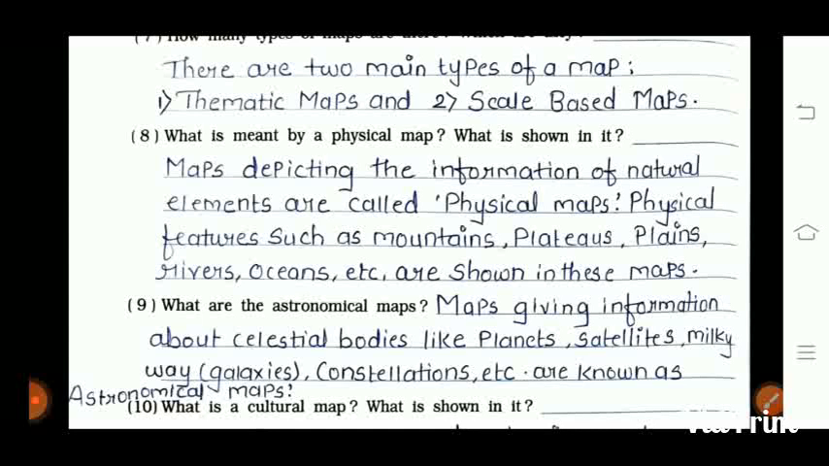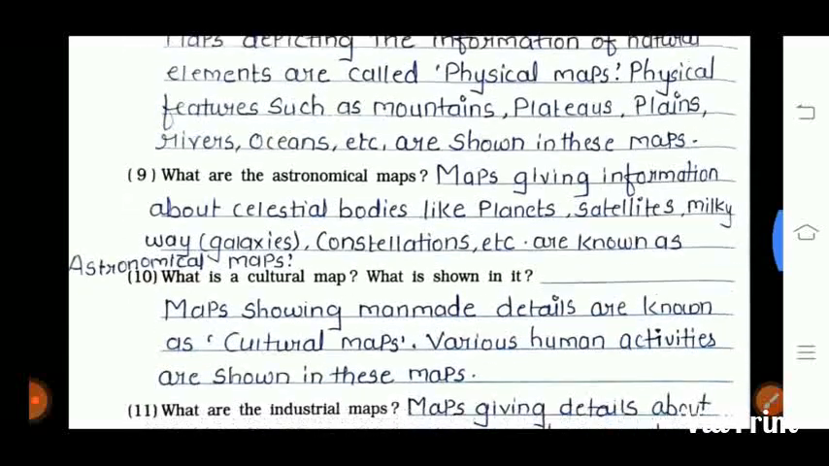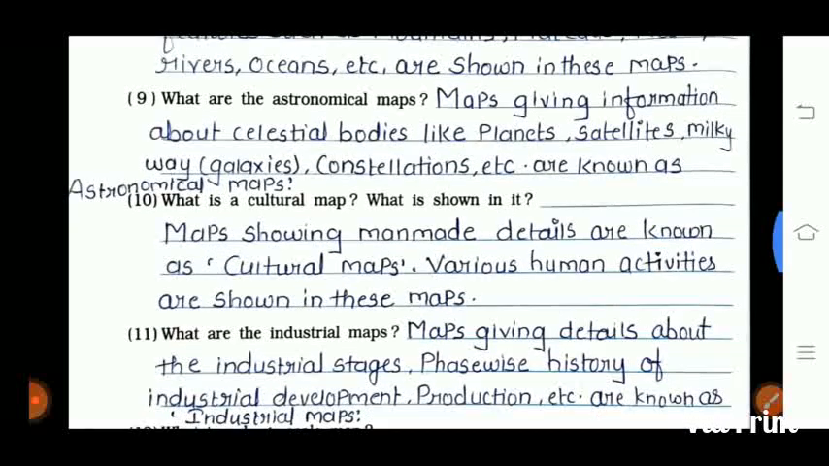Maps depicting the information of natural elements are called physical maps. Physical features such as mountains, plateaus, plains, rivers, oceans, etc. are shown in these maps. 9th one is what are astronomical maps? Maps giving information about celestial bodies like planets, satellites, Milky Way, galaxy, constellations, etc. are known as astronomical maps.